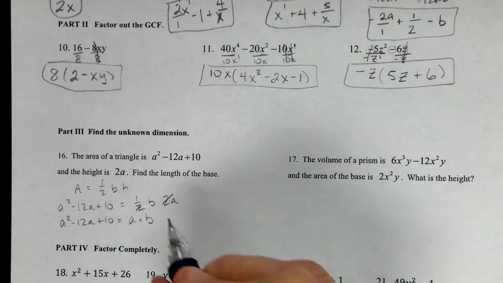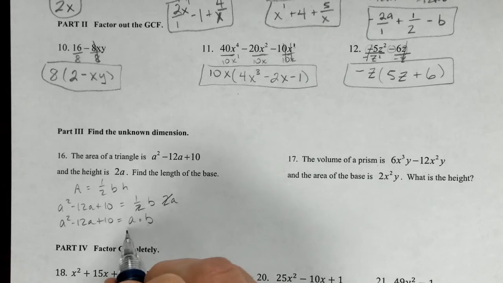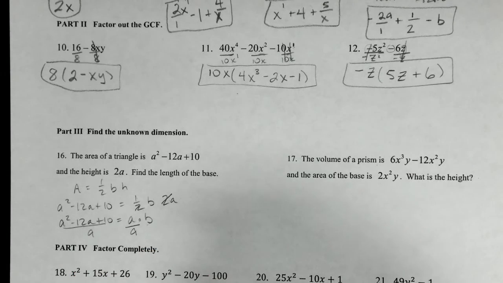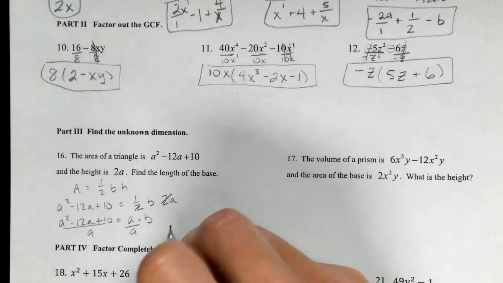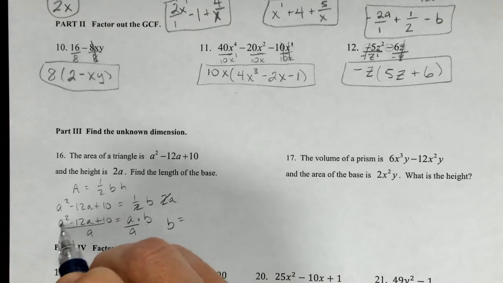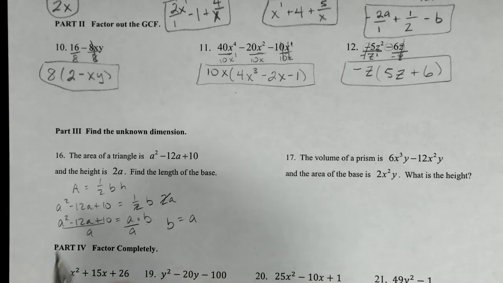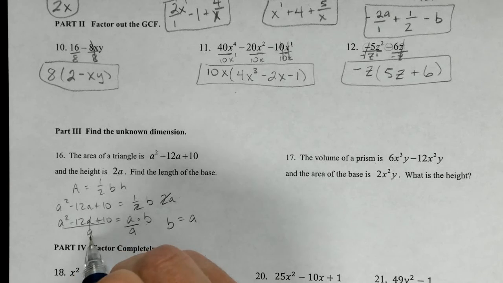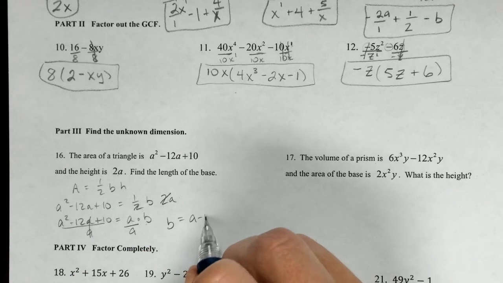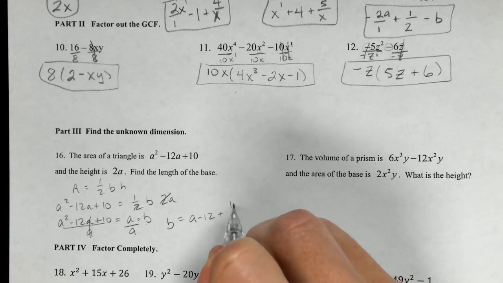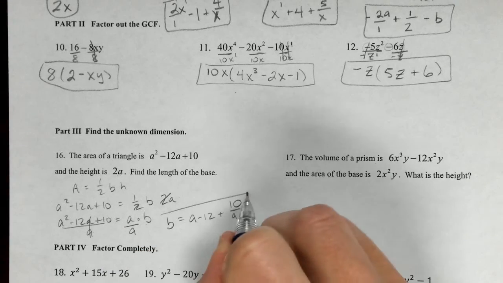Now once again, we're looking for the length of the base, so we're looking for b. So we're going to divide by a because those are multiplied together. So the inverse operation is to divide. So b equals a squared divided by a, which is a to the first power. Negative 12a divided by a, those cancel, so minus 12. And then plus 10 over a, nothing to do, so plus 10 over a.